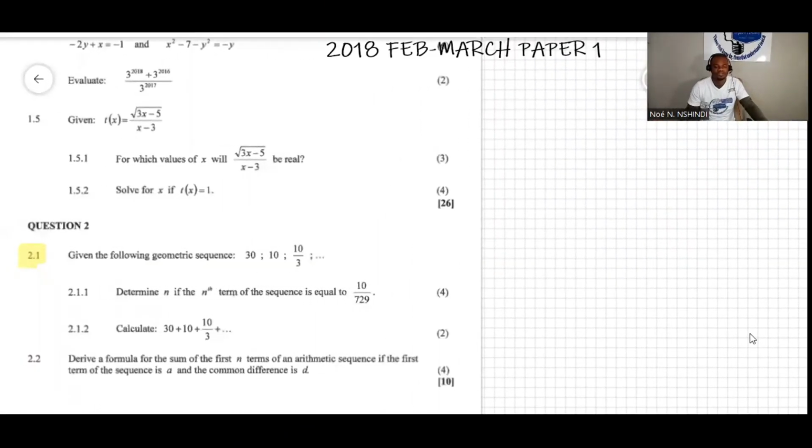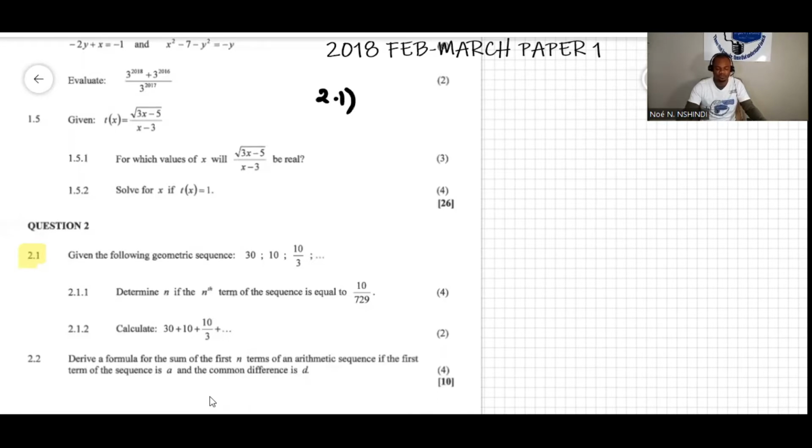Well, we have a question here, question 2. The question says, given the following geometric sequence, 30, 10, 10 over 3, dot, dot, dot. Question 2.1.1 says, determine n if the nth term of the sequence is equal to 10 over 729. Well, in this situation, I'm going to write here question 2.1.